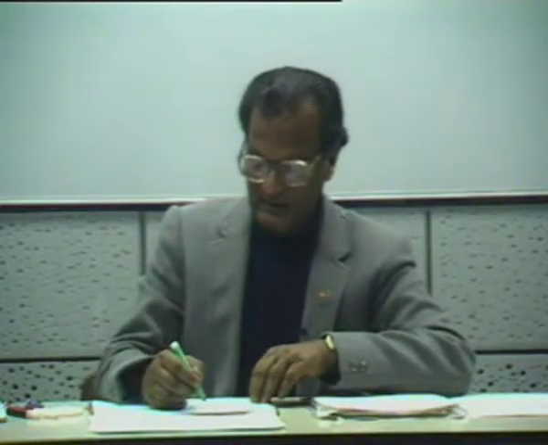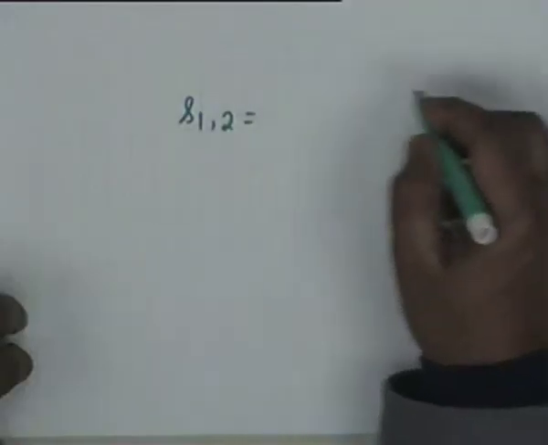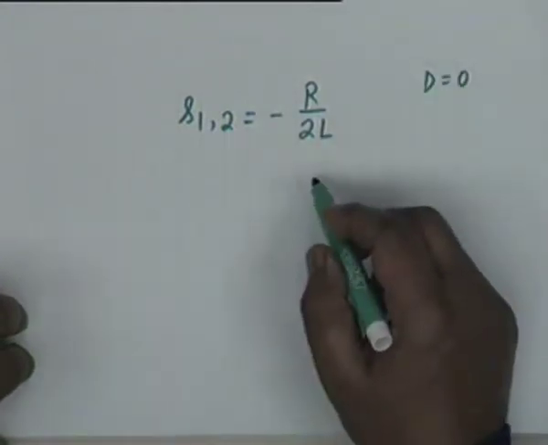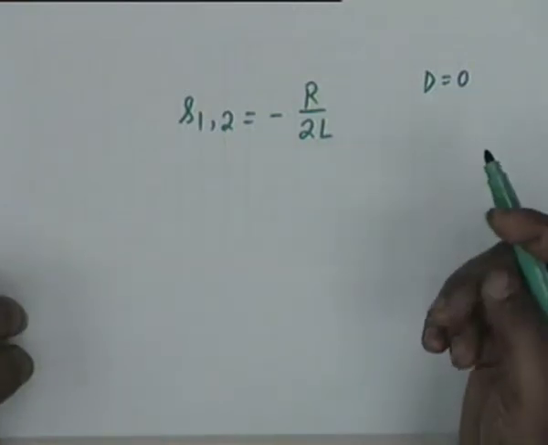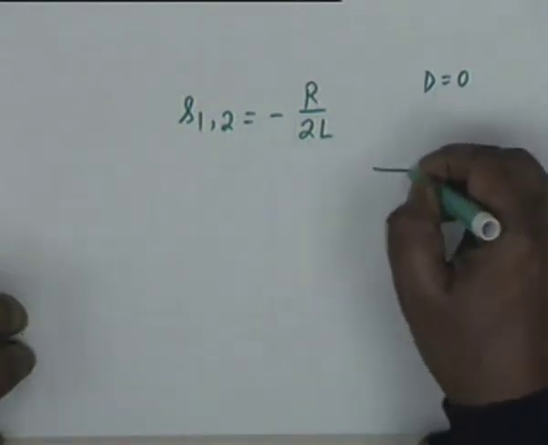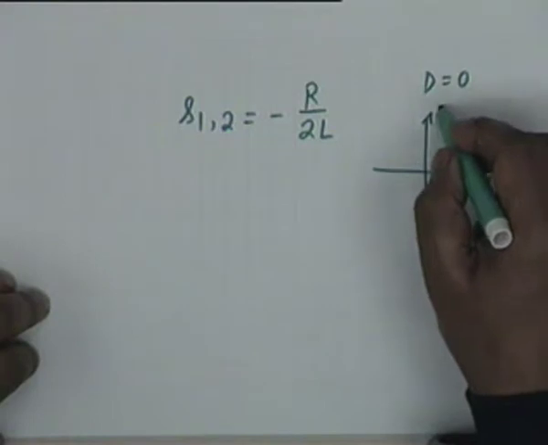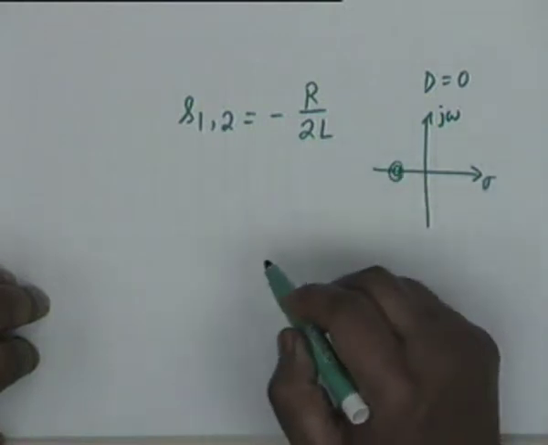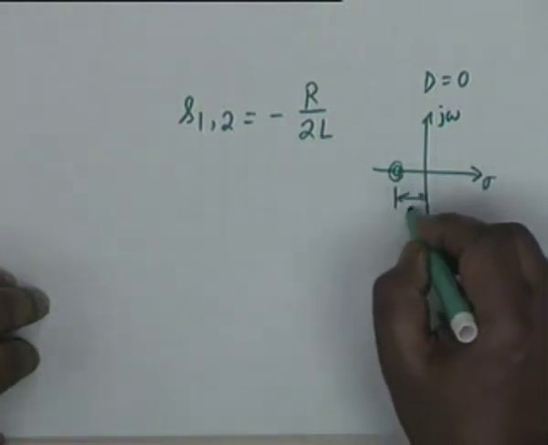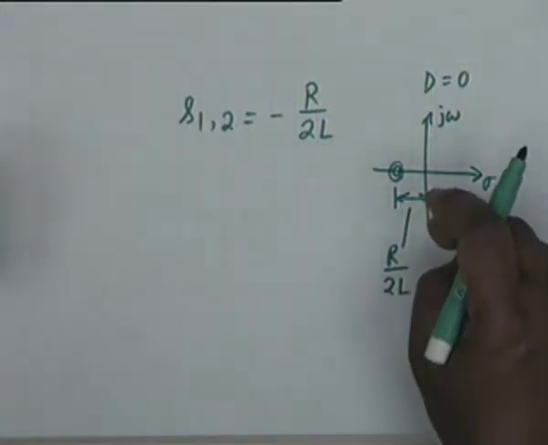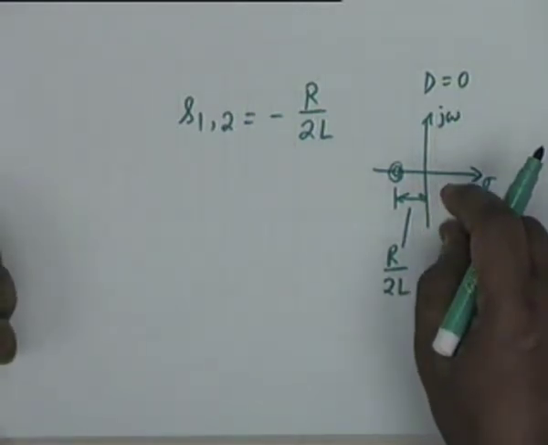Let us see what the solution to this case is. Our s1,2 was equal to minus R by 2L, and since capital D equal to 0, there is nothing else, plus minus 0, and therefore the two roots are now coincident. If you take the sigma j omega s plane, coincident where? On the negative real axis, there are two roots at a distance equal to R by 2L. The two roots are no longer complex, they are both negative real and they are coincident.